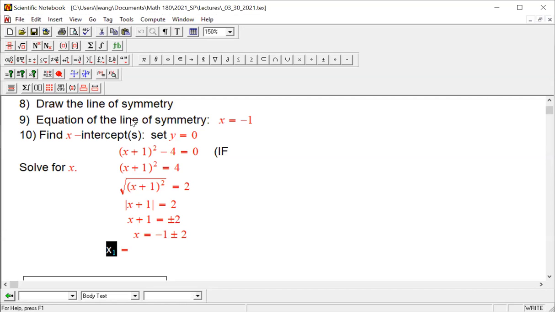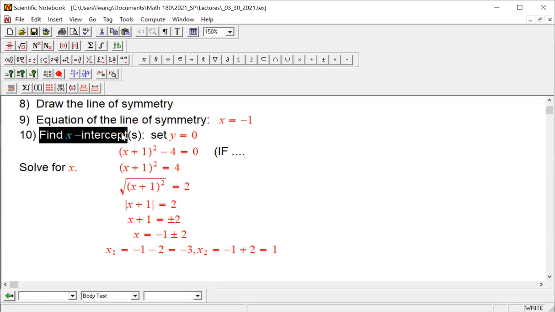So did you guys find your number already? One is x sub 1, which is -1 minus 2, which is -3. The other one is x sub 2, which is -1 plus 2, so we ended up with 1. So we got 2 points. If the output is 0, we got 2 inputs, and these are the x-intercepts: -3 and 1.